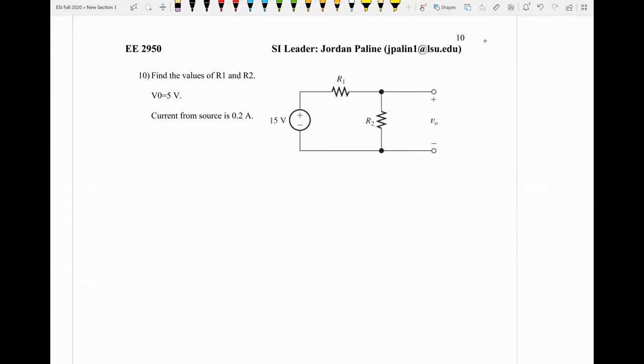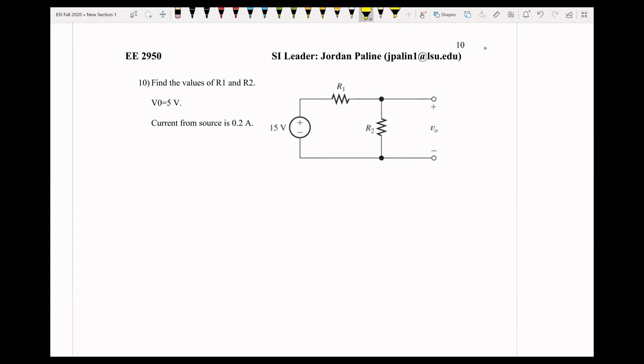Okay, and let's take a look at the last problem that we have tonight. This one's a little bit different. You might have seen something similar to this on your homework. This is a test of your conceptual skills. Find the values of R1 and R2.